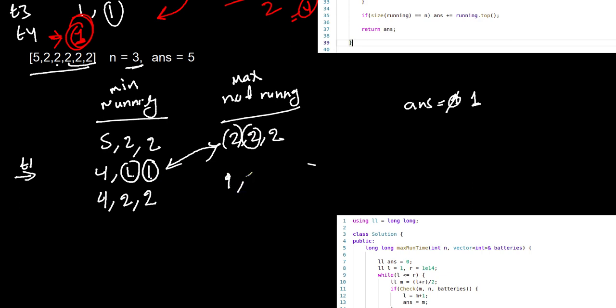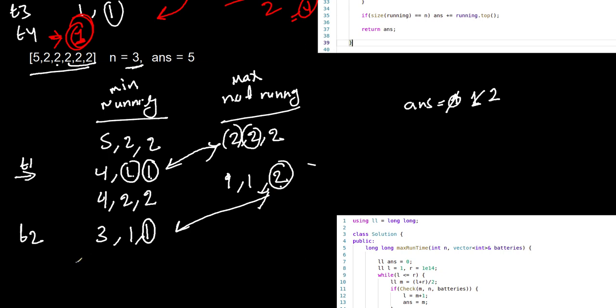So here we have 1, 1, and 2. Now at time 2 we subtract 1, 3, 1, 1, and we add 1 to the answer. Now this one is less than the 2, the min is less than the max, so we swap. So this becomes 3, 1, 2, and this one 1, 1, and 1.